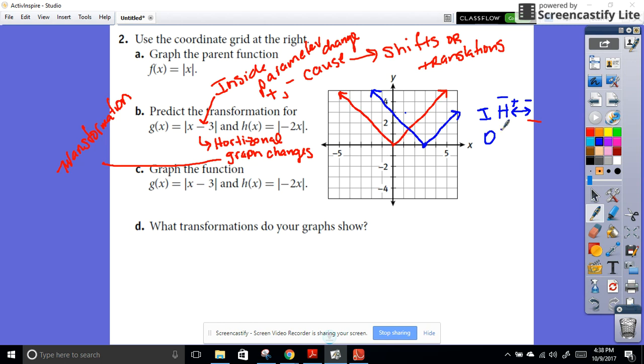Outside changes are vertical, and vertical means up and down. If I see a plus, I'm going to move up, and if I see a minus, I'm going to go down. Inside horizontal, outside vertical: IHOV. Remember, make something up to remember that.